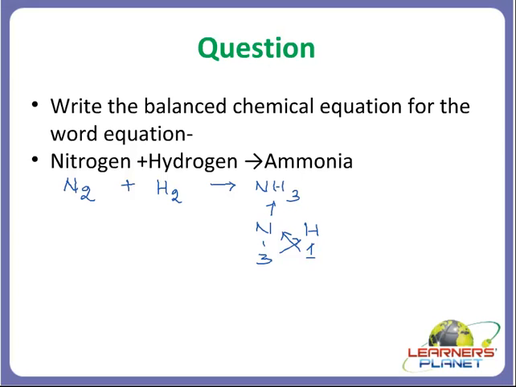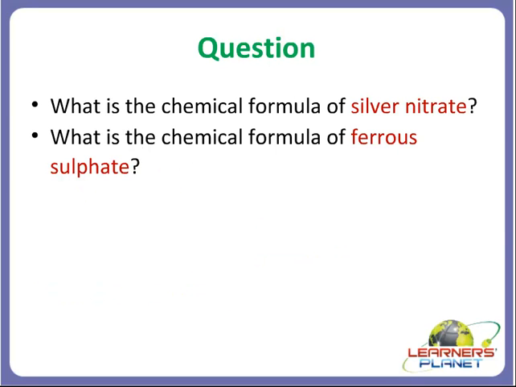Now let's balance this. This will be N2 plus 3H2 gives 2NH3. Let's count the number of atoms. There are 2 nitrogen atoms on the LHS, 2 on the RHS. 6 hydrogen on the LHS and 6 hydrogen on the RHS. So, this is the answer to your question. So, got it, students? Now let's move to our next question.